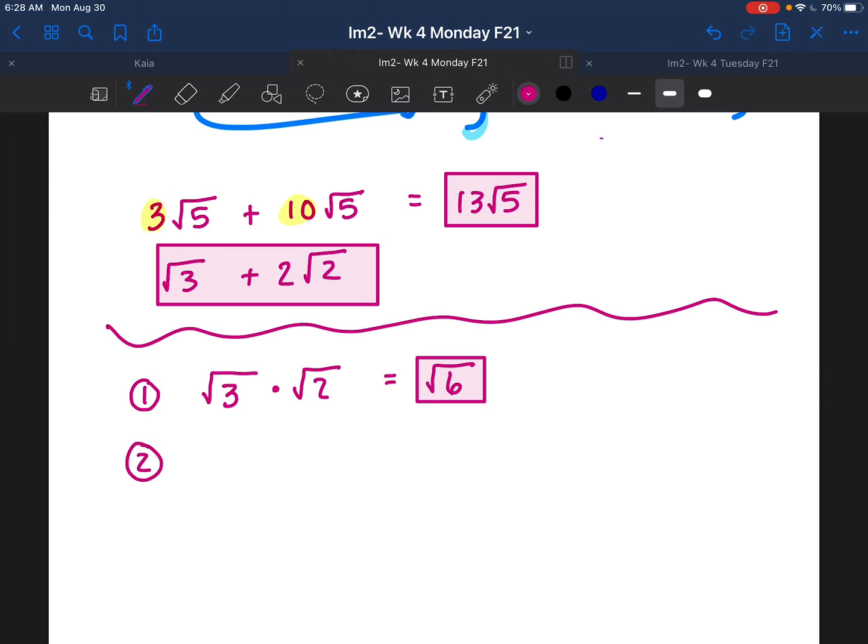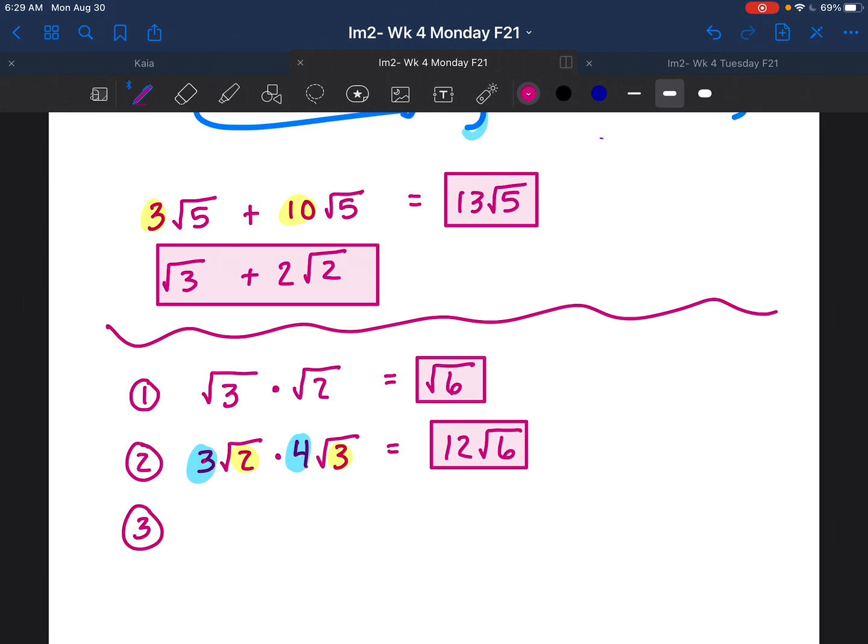Gets a little more complicated. Sometimes we have numbers in front, so if we have 3 square root 2 times 4 square root 3, okay, we're just going to multiply the numbers under the radical, which would be radical 6, and multiply the whole numbers, 3 times 4, which would be 12. Okay? Again, not too complicated right now, but we can throw things in where at the very end it would be needed to be simplified. So let's look at a few of those.